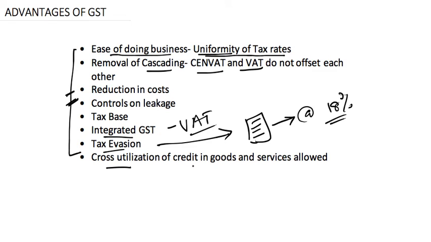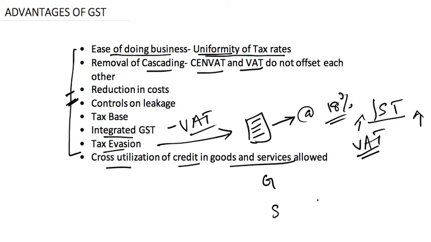Last is cross utilization of credit in goods and services allowed. This is very important in the VAT system because the VAT and service tax were different, so there was no cross utilization or cross credit of taxation. So if a person is making a good and a service and paying taxes on both and finally selling a good which combines both of them, he will get credit only for the good and not for the service. This will not happen in GST, and people will start getting credit for both goods and services together.